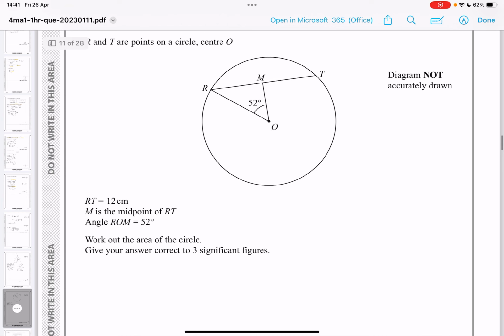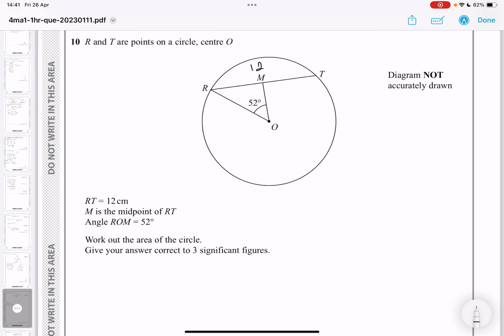Next question. R and T are points on a circle centre O. RT is 12 centimeters, so that's 12. M is the midpoint of RT, angle ROM is 52 degrees. Work out the area of the circle. Give your answer correct to 3 significant figures.